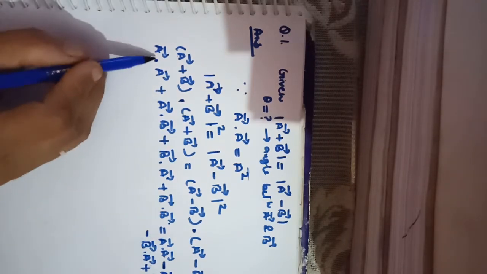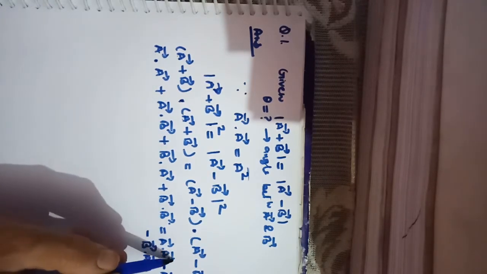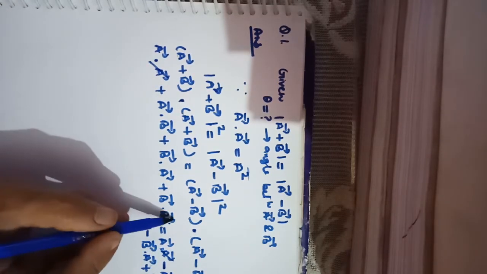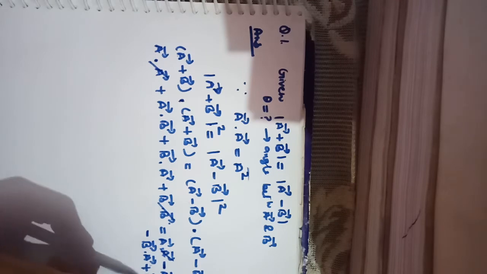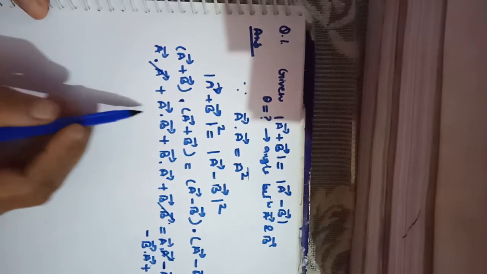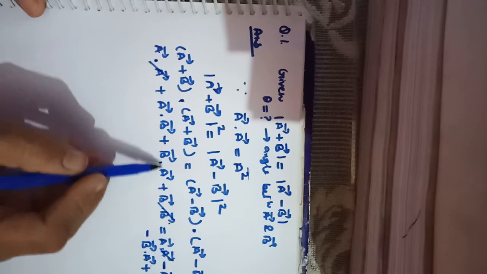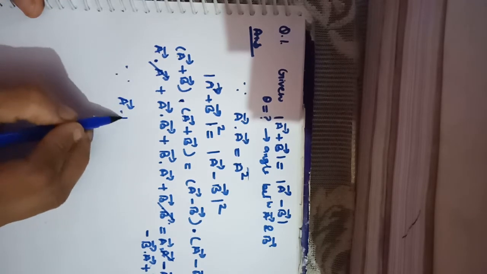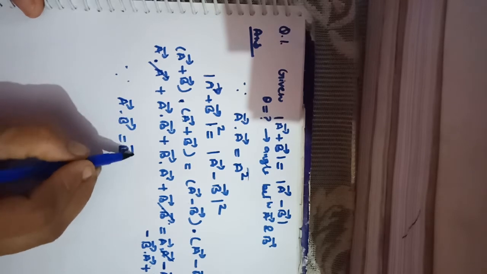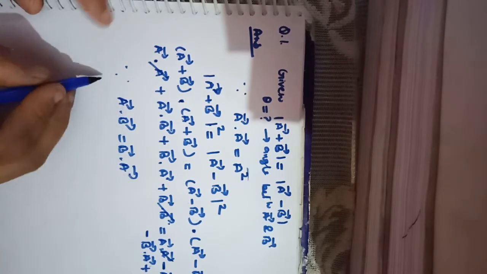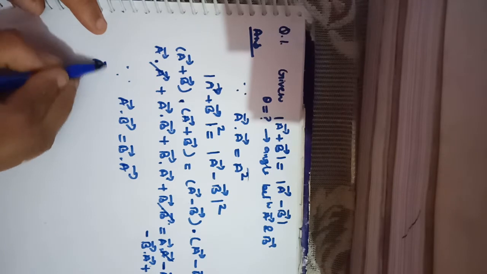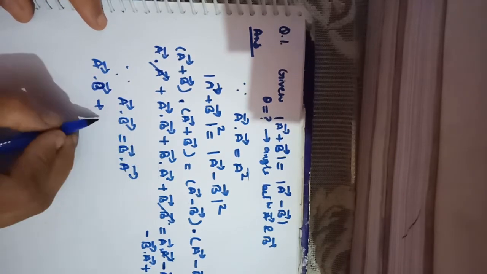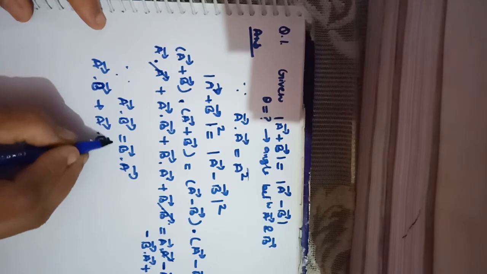Now see, here a dot a and here a dot a, so this will be cancelled out. Here b dot b and here b dot b, this will be cancelled out. Now here you have a dot b and b dot a, and we know that the vector dot product is commutative, a dot b is equal to b dot a. So we can write here a dot b plus this a dot b.